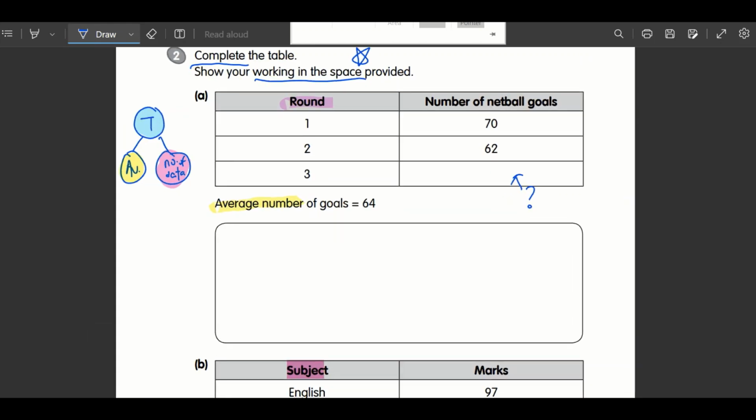The first one is finding the total first. So I have the average given, that's 64. I have the number of data, that's 3 rounds. And I don't have the total, and that's the one we need to find to help us get to the missing identity there. So I could use total is average multiplied by the number of data. In this case, I'm looking at 64 goals as an average times 3 rounds.